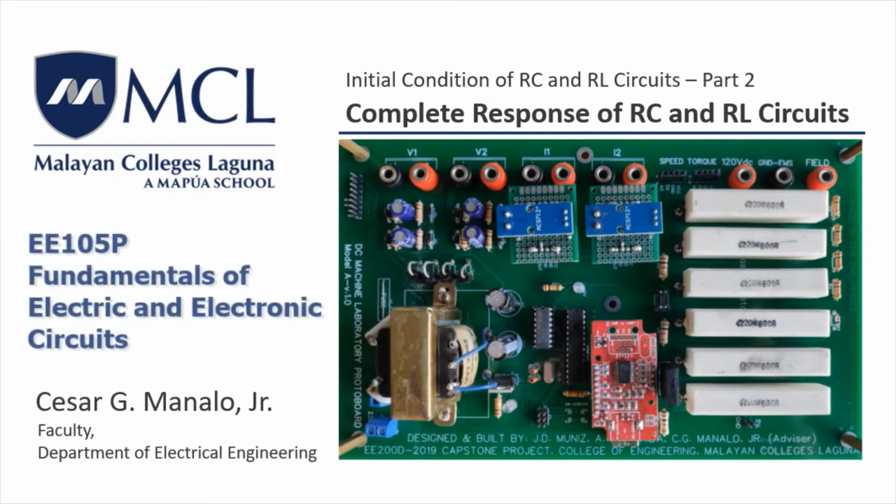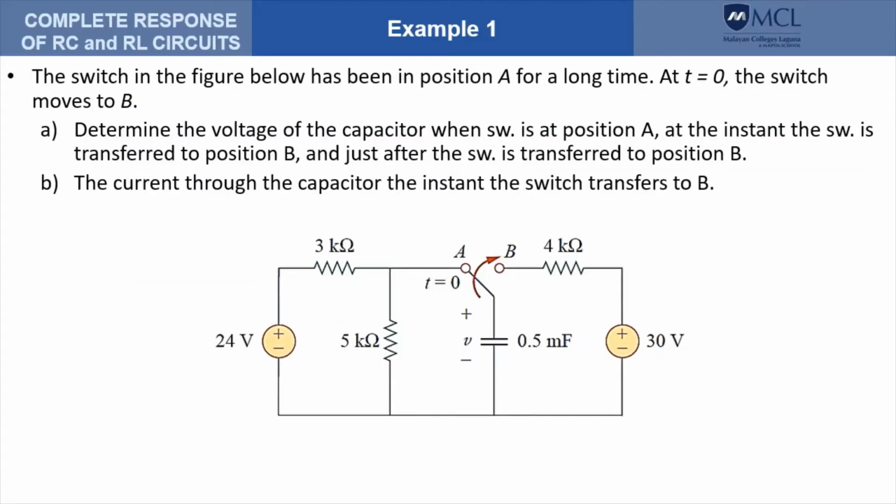In this video, we show some examples of how to compute the initial conditions of RC and RL circuits. In this example, we have a network containing a capacitor and a switch that has been in position A for a long time. That means the circuit has attained a steady state condition before being transferred to position B. The act of flipping the switch from A to B disturbs the circuit and will trigger a transient condition, especially in the part that contains the capacitor.